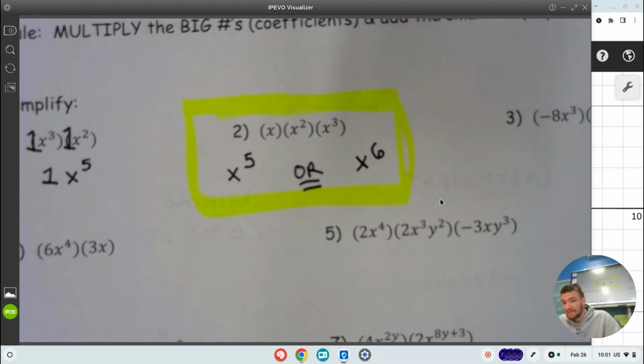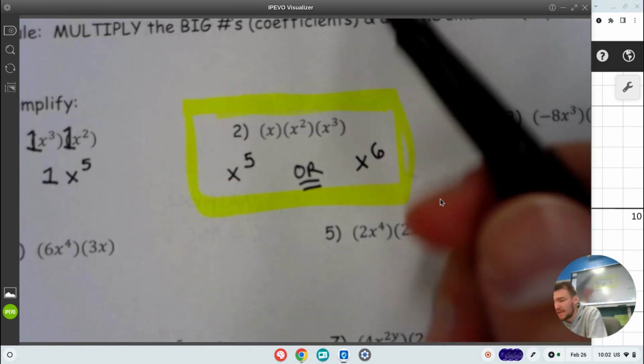I heard some 5s. I heard some 6s. Just keep it real simple. How many x's do we have? Right? How many x's do we have? All you got to do is just add them up. How many do you have?